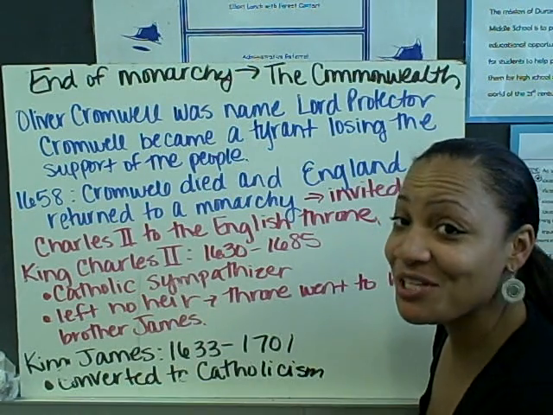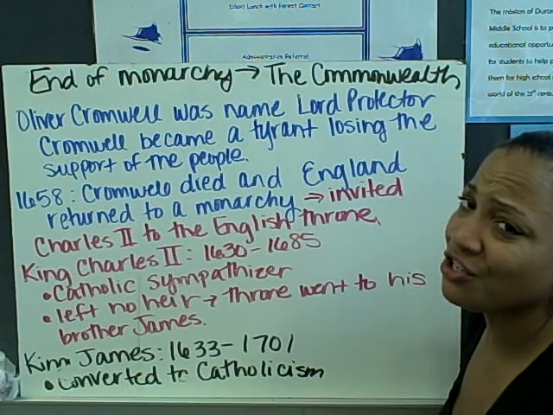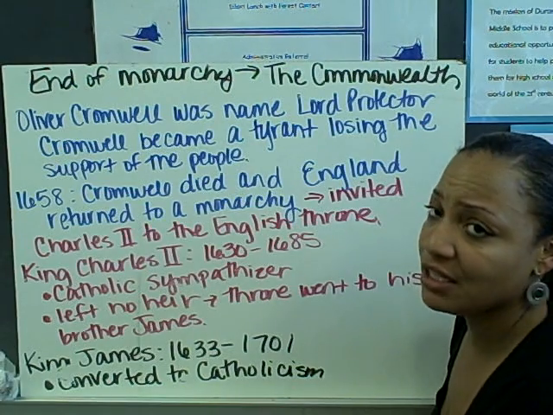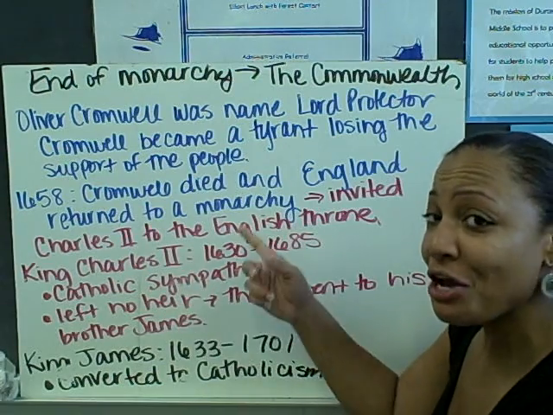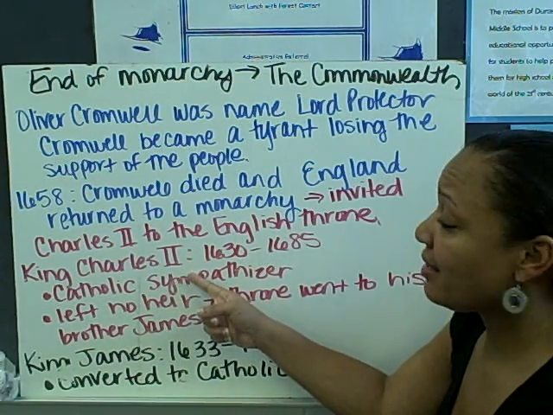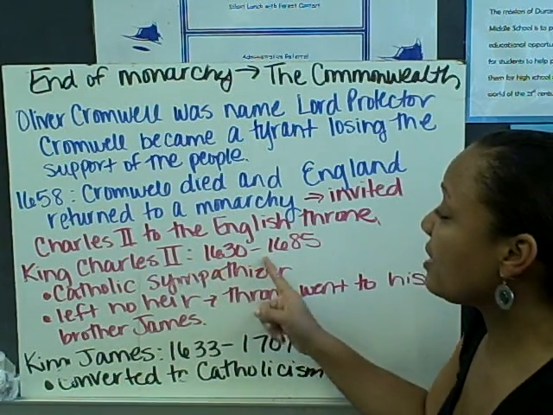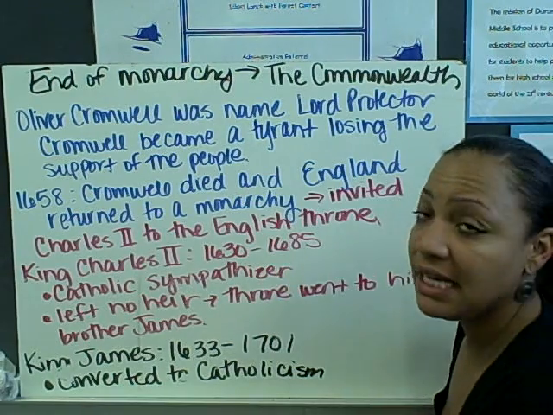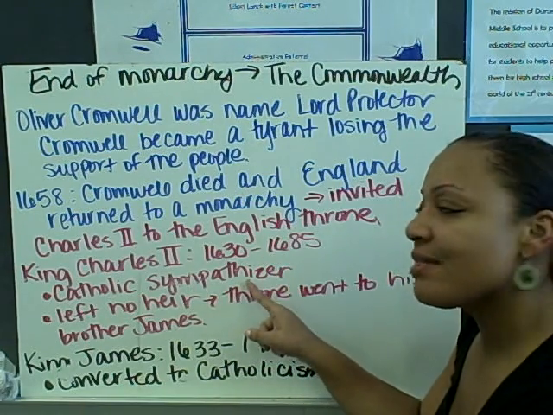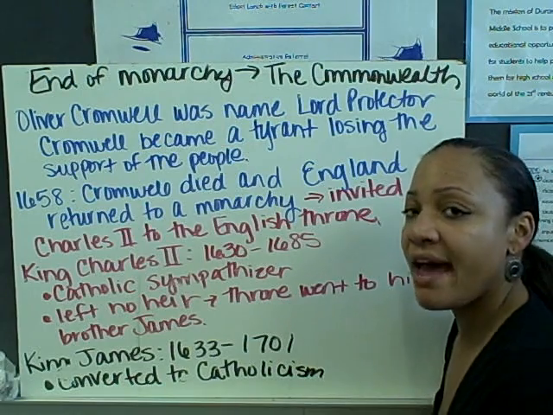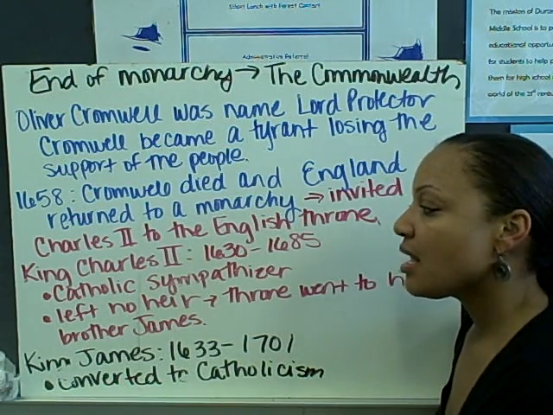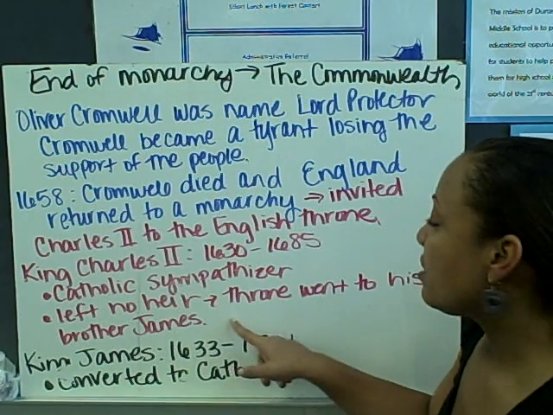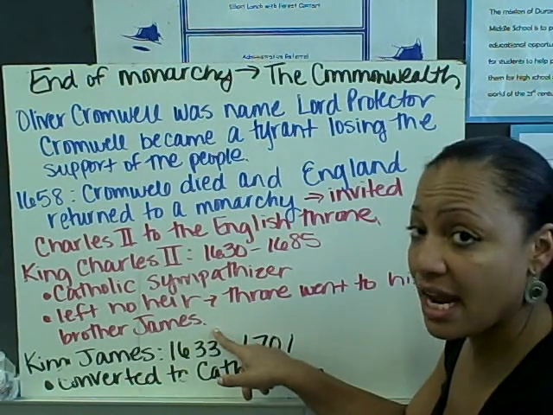And so they're going to his son and saying, hey, we know we beheaded your father, but we would like a king to return back to the throne. He agrees, although he knows that his father was beheaded by the Parliament. So from 1630 to 1685, he will be king. He was a Catholic sympathizer, so that meant that he allowed Catholics to probably exist in his country and practice their beliefs. He left no heir, so the throne went to his brother James.